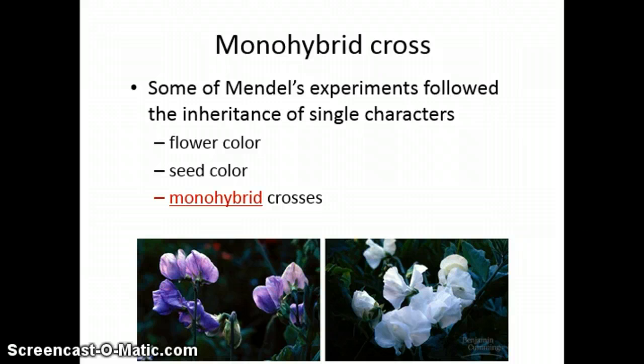When we're just looking at one trait, we're looking at a monohybrid cross. Mendel's first experiments followed only a single character, like flower color. All the F1 progeny produced in these crosses were called monohybrids; they were heterozygous for one character. A cross between two heterozygotes is called a monohybrid cross.